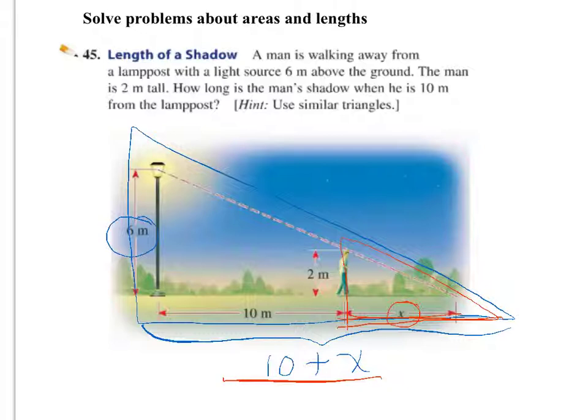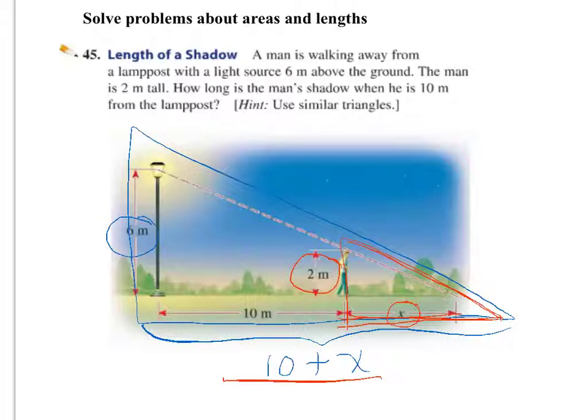The man is 2 meters tall, so there's 2 meters right there, and that red triangle we also don't know what the hypotenuse is. The question is, how long is the man's shadow when he is 10 meters from the lamppost? So you need the 10 so you can figure out the length of the long blue triangle as 10 plus x. So the idea is to find x.